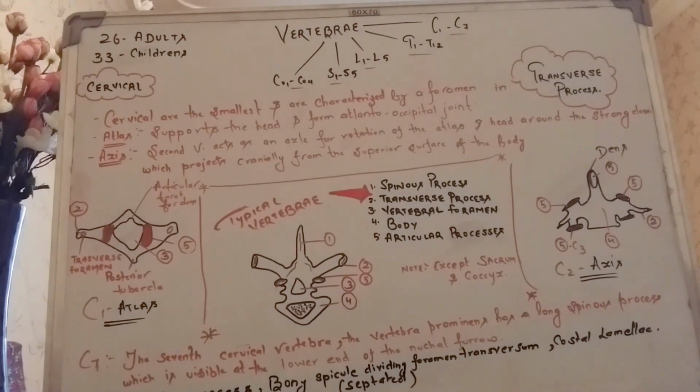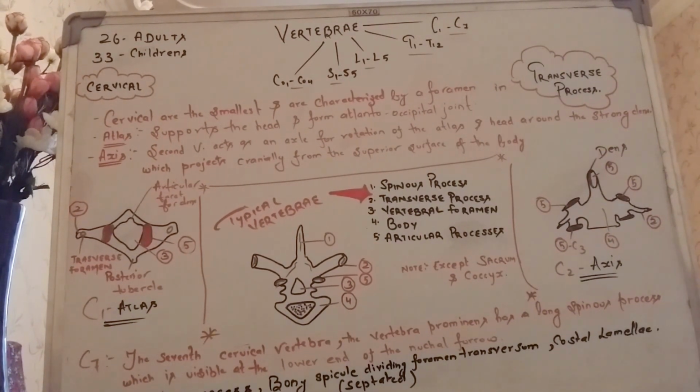So we'll take a look at C7. C7 inherits some properties from the thoracic vertebrae. The C7, the seventh cervical vertebra, the vertebra prominens, has a long spinous process which is visible at the lower end of the nuchal furrow. Then the uncinate process, the bony spicule dividing the foramen transversarium, and the costal lamella.